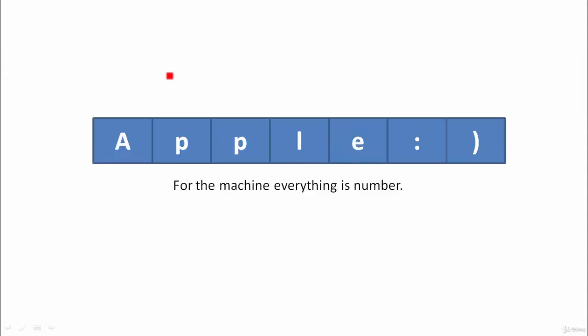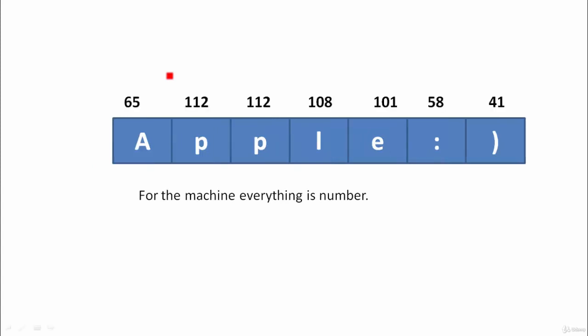So let's take an example. Let's say I want to represent these characters inside the computer memory. I want to store the word apple in computer memory. For the machine, everything is a number, right? The machine doesn't recognize A or P or L or whatever. So what we are going to do is store the respective ASCII codes of those characters inside the computer memory. That's how we process characters, strings, alphabets, etc.